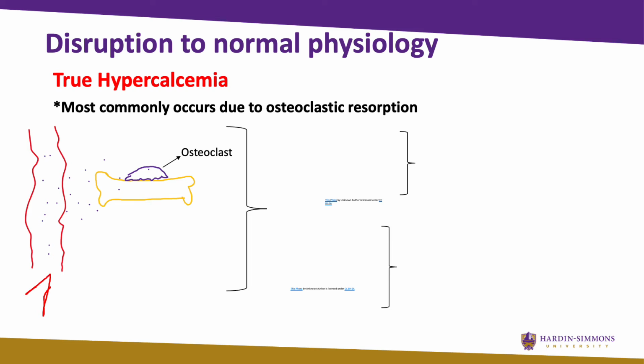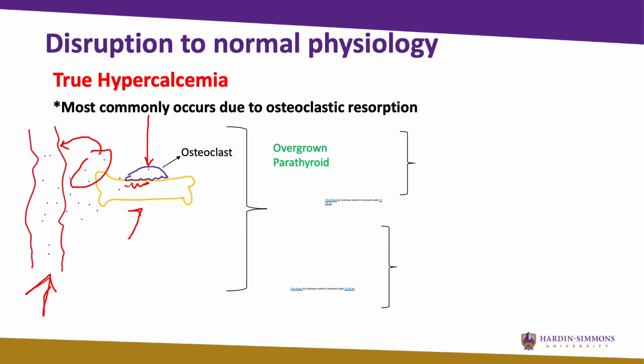So here's our blood. Sorry, this picture is terrible. Here's our bone, and here's our osteoclast. Osteoclasts are bone-eating cells, and they frantically break down bone and release calcium into the blood. But there are times where osteoclasts release way too much calcium, which leads to hypercalcemia.